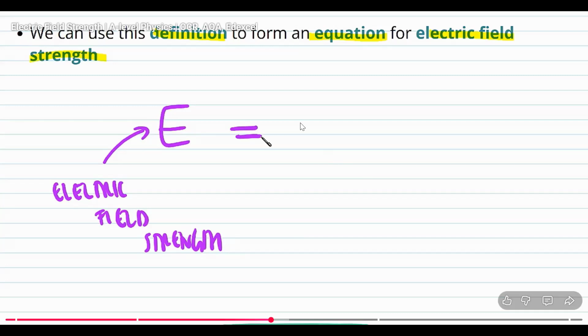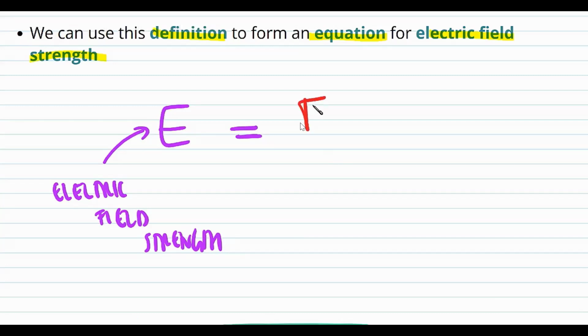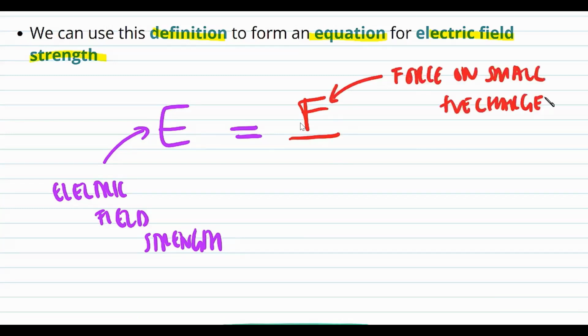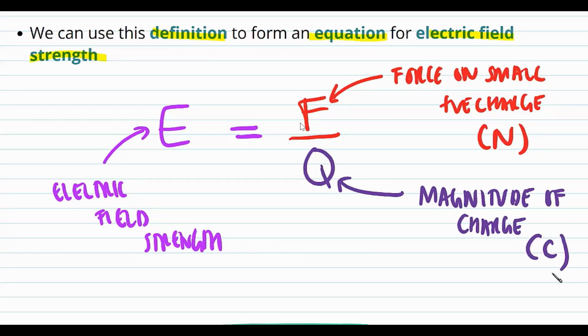Equal to force F on a small positive charge, which is measured in newtons, divided by the magnitude of charge, which is measured in coulombs. And therefore we can see that the unit for electric field strength is newtons per coulomb.